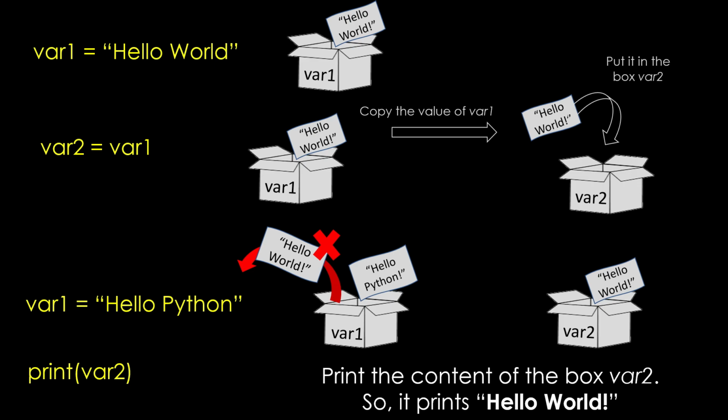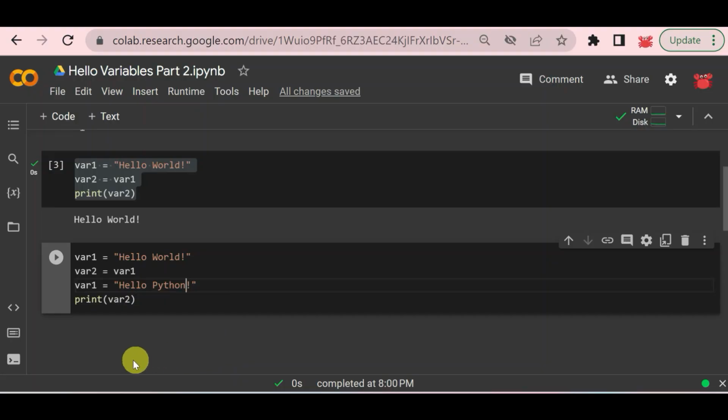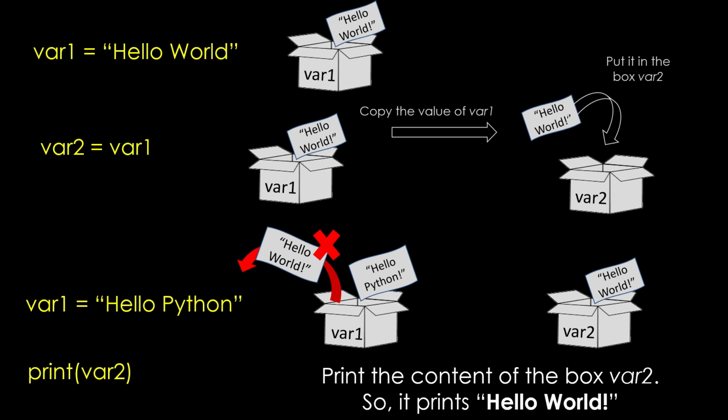Okay, let's see this again in Colab. See, it prints hello world. Once we transfer the current value of var1 to var2 in the second line, we can now store a different value in var1 without affecting var2. The new value, hello Python, will not get transferred to var2 automatically. This concept is often used in practice. We will see more of this as we progress.